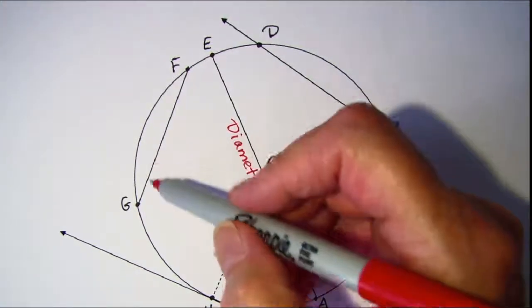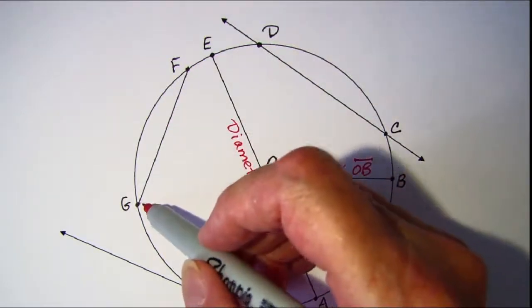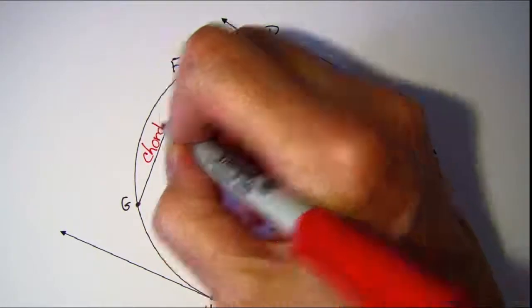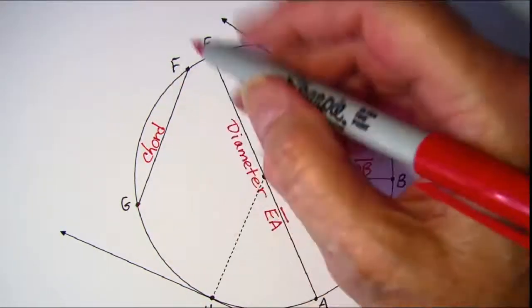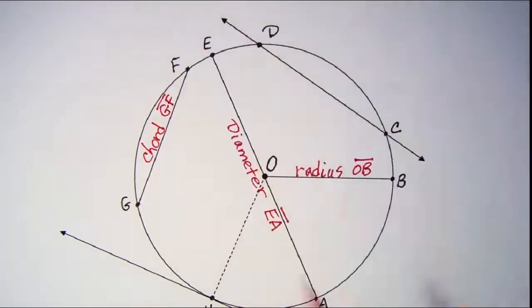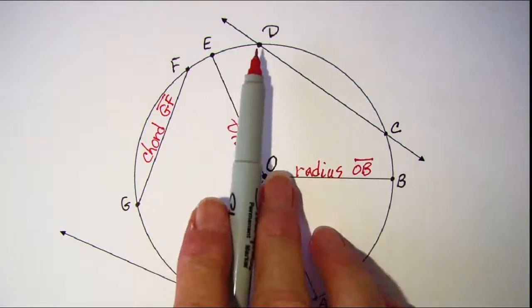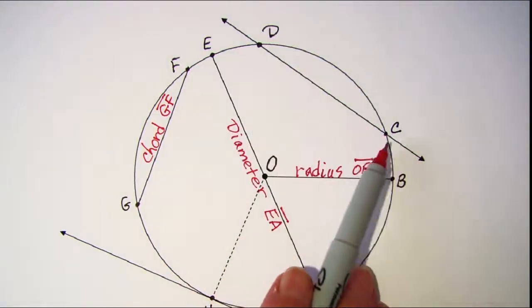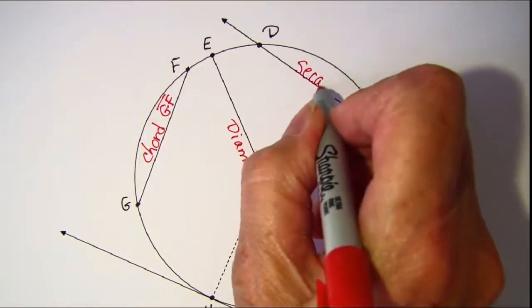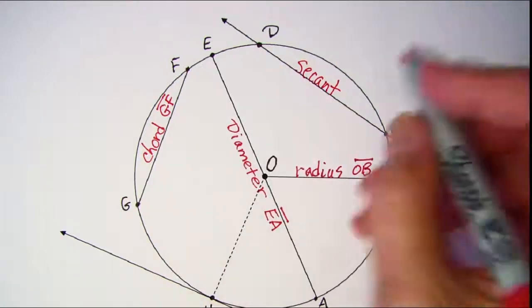We can also see a chord. A chord is a line segment with both endpoints on the circle. So this is chord GF. Now if we talk about the line that intersects the circle in 2 points, that's called a secant. And this secant is line DC.